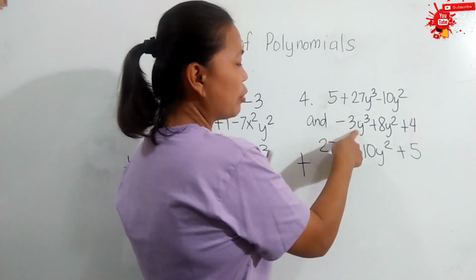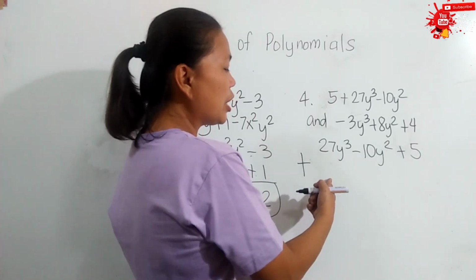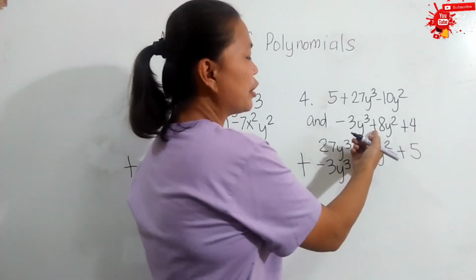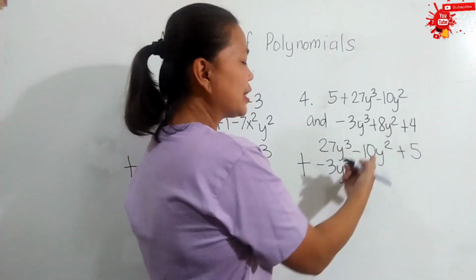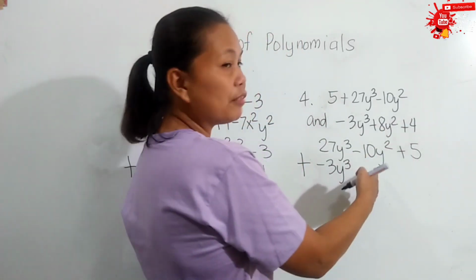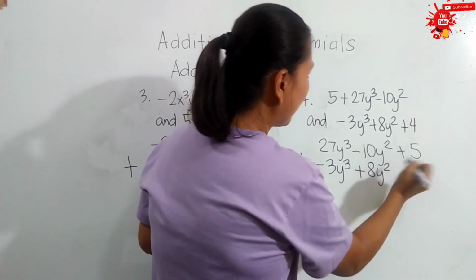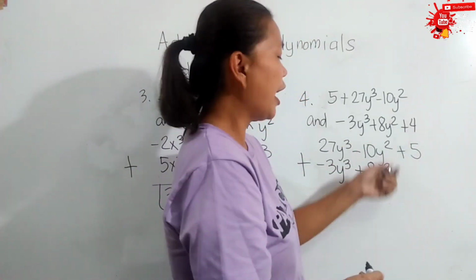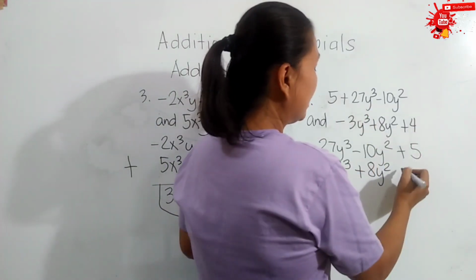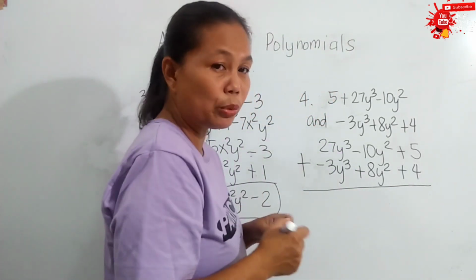So we have here negative 3y cubed, which is the same as 27y cubed, so we write it below. Then we have positive 8y squared, which is similar to negative 10y squared, so we align it vertically with negative 10y squared. Then this is a constant term, and positive 5 is a constant term, so we align it vertically with positive 5. So we have positive 4. Then we proceed to addition.